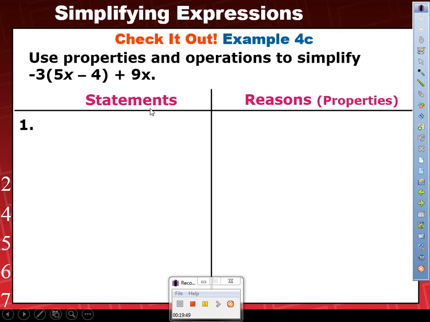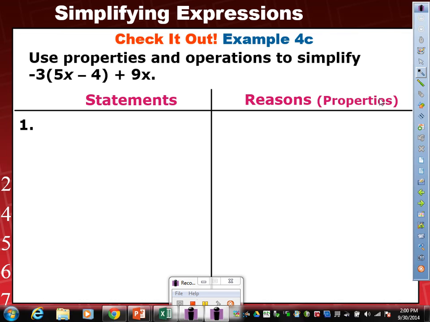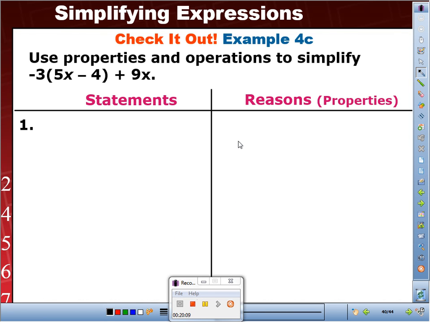Draw your 2-column table. It says, use properties and operations to simplify. And they give us -3, parentheses, 5x minus 4, close parentheses, plus 9x. So let's see if you see what I see. Notice that I left everything blank now. So see if you can do the whole process by yourself. Go.